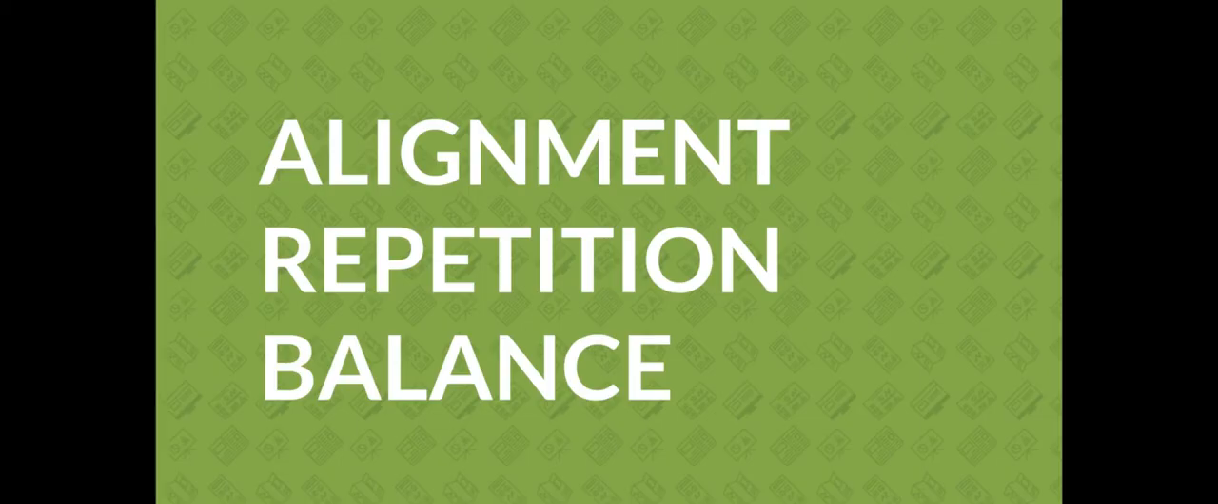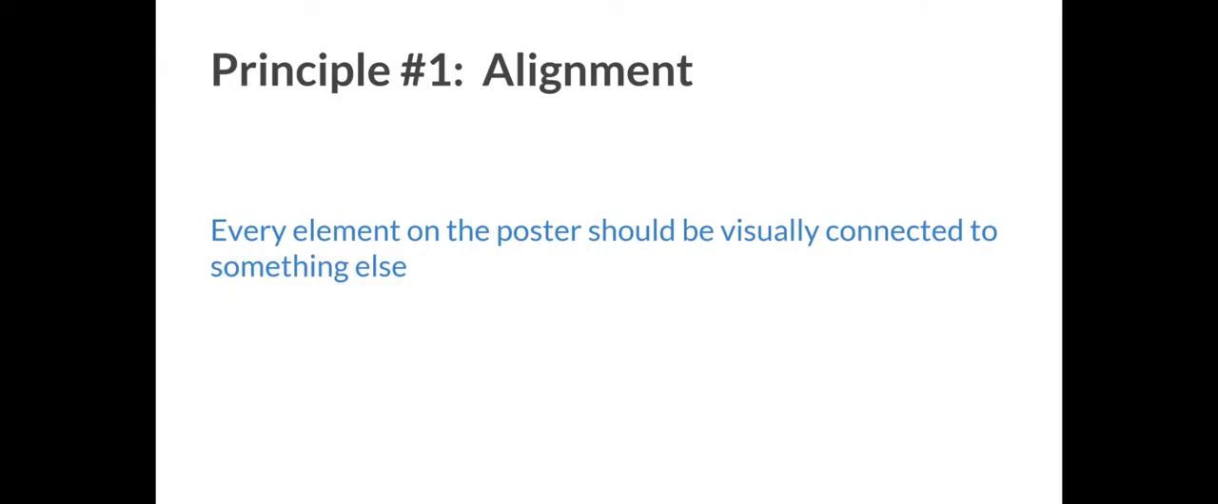Let's talk about alignment, repetition, and balance now. This is really the heart of good poster design. Principle number 1 is alignment, and that means that you want every element on the poster to be visually connected to something else.